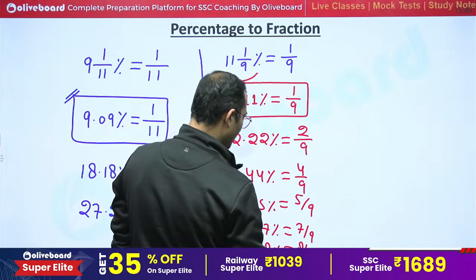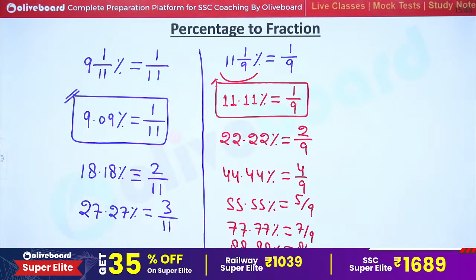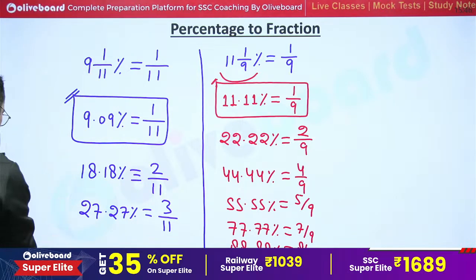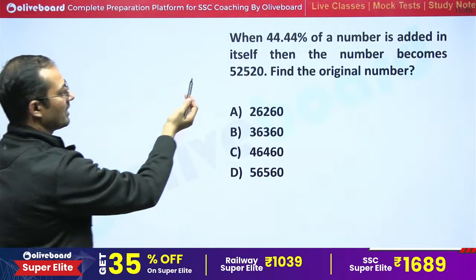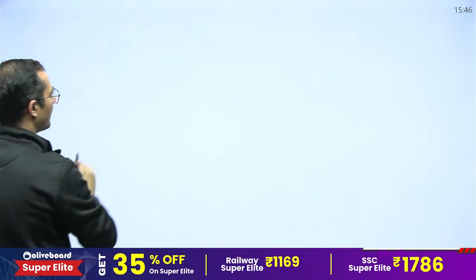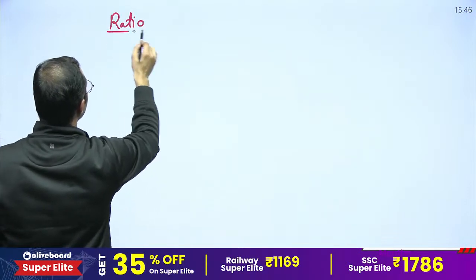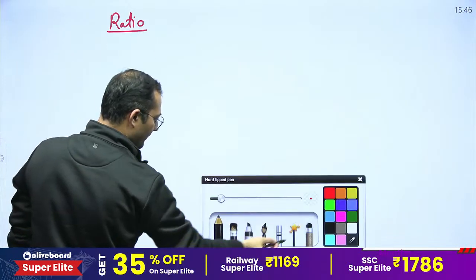8 by 9. Yes, 8 by 9. Yes. So I hope this is very much clear to you all. See, if I got the number like this, so next we have to understand what is the ratio approach. What is the ratio? How we form the ratio?